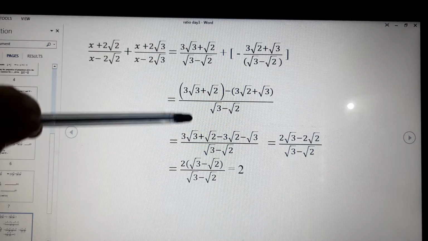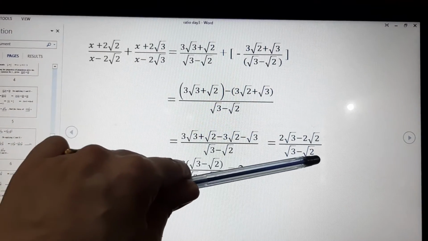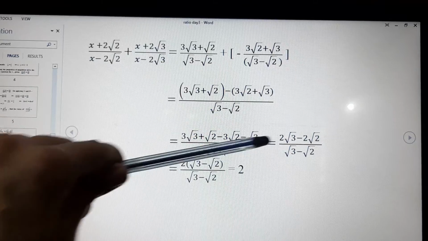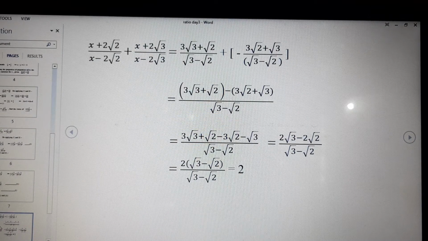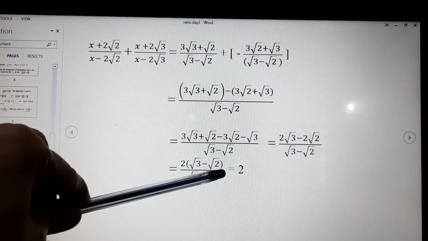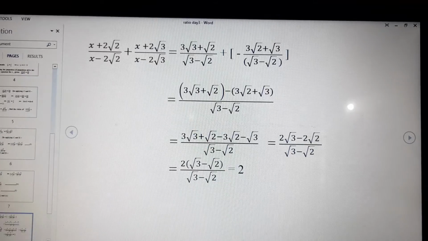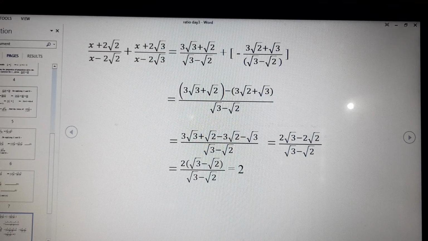Clear? So we were here, we have solved it, we have got root 3 minus root 2, and here we have 2 common, so we have taken 2 common. And now root 3 minus root 2 in the numerator, root 3 minus root 2 in the denominator. The entire thing will be cancelled with the entire thing. We will be left with 2. 2 will be our answer.